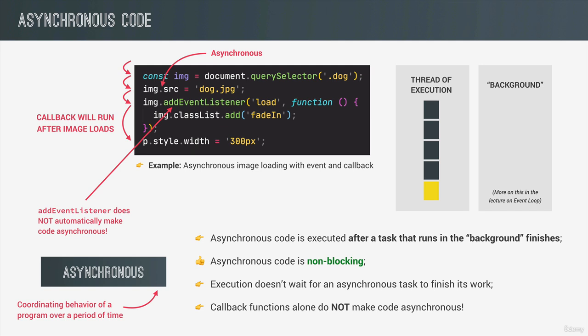So what matters is the asynchronous behavior of a task, like running a timer or loading an image. And there are more examples of asynchronous behavior in JavaScript, like the geolocation API that we used before, or AJAX calls. And AJAX calls are probably the most important use case of asynchronous JavaScript. And so let's see what AJAX is all about.